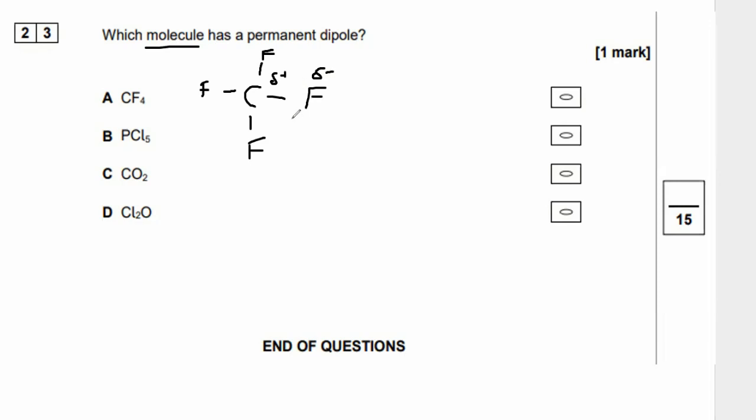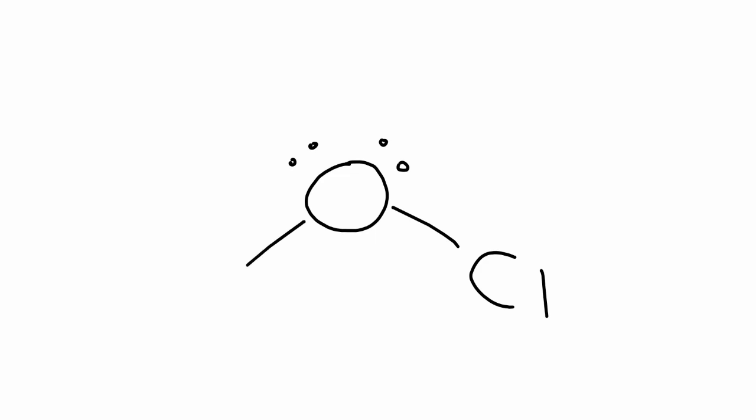Same with carbon dioxide. If we drew carbon dioxide out, carbon dioxide is a linear molecule, which means that although oxygen is electronegative and carbon electropositive, the dipoles will cancel out. So the only one with a permanent dipole is D. And that's because when you draw it out, it looks a little bit like water. And so therefore it's not symmetrical and the dipoles don't cancel. So the dipole is permanent.